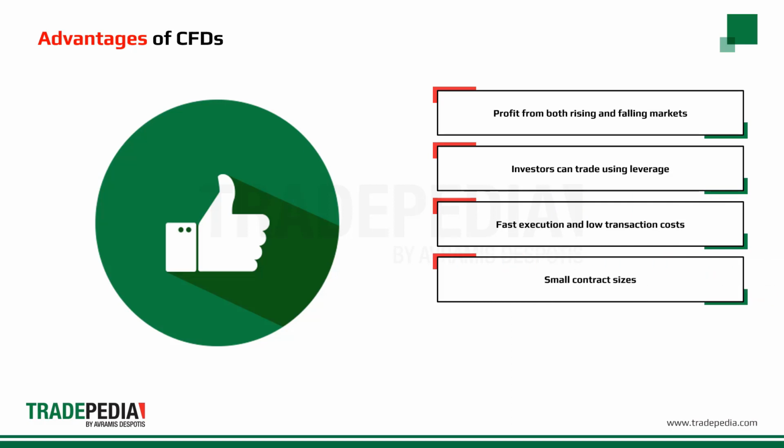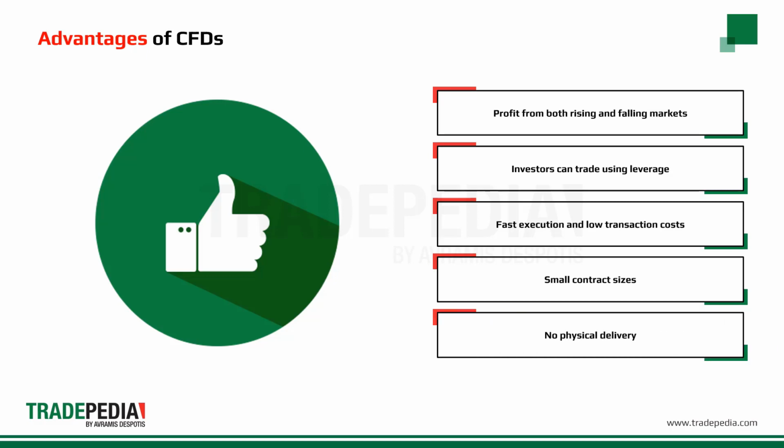Small contract sizes allow investors to buy portions of the underlying asset. For example, light sweet oil futures have a minimum contract size of 1,000 barrels. Its CFD starts from 25. Trading CFDs requires no physical delivery, thus you limit risk of having to worry about the asset, its storage and insuring it, and more.